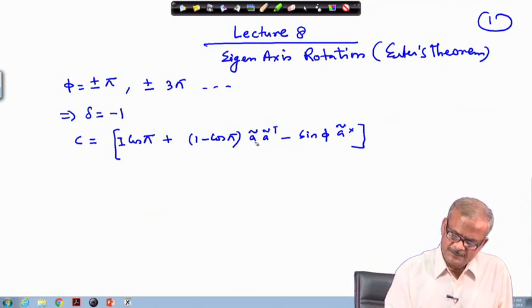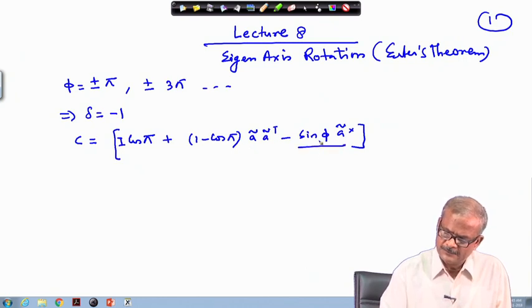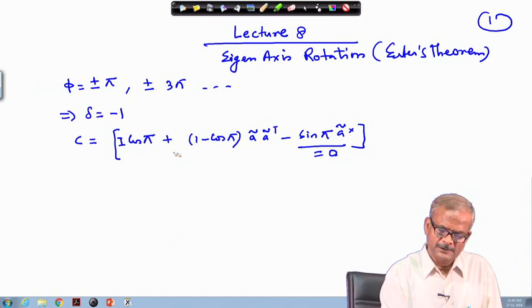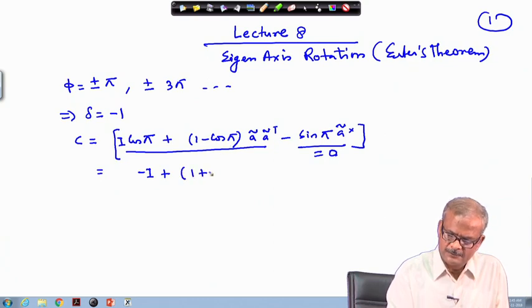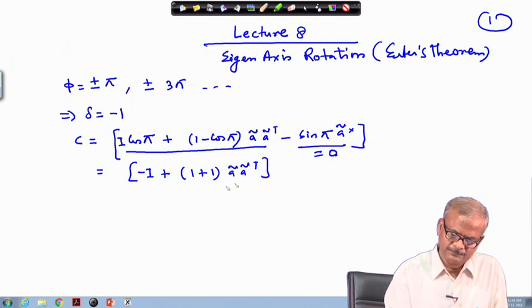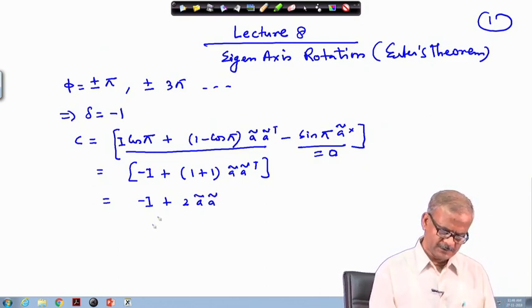What we observe here is that this term vanishes. Since sin pi is 0, we are left only with this term. So this is minus I plus 1 minus cos pi, and cos pi equals minus 1, so this is plus 1 times A tilde transpose. That is, minus I plus 2 times A tilde transpose, and then of course we need to expand it.